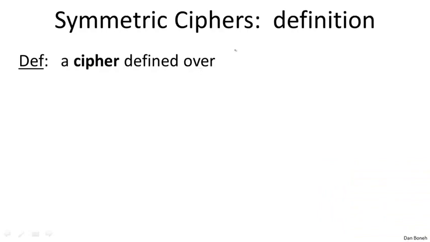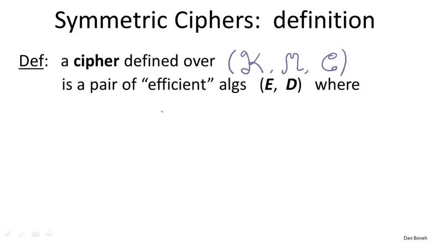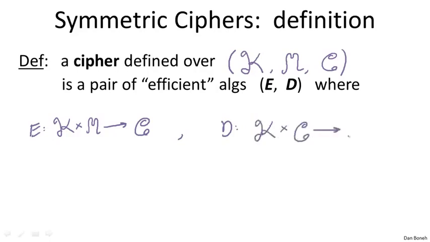But in fact, a cipher is defined over a triple. There's the set of all possible keys, which I'm going to denote by script K. Sometimes I'll call this the key space, the set of all possible keys. There's the set of all possible messages, and the set of all possible ciphertexts. So this triple, in some sense, defines the environment over which the cipher is defined. And then the cipher itself is a pair of efficient algorithms, E and D. E is the encryption algorithm, D is the decryption algorithm. Of course, E takes keys and messages and outputs ciphertexts. And the decryption algorithm takes keys and ciphertexts and outputs messages.